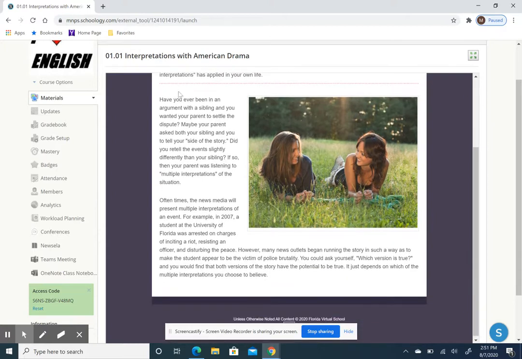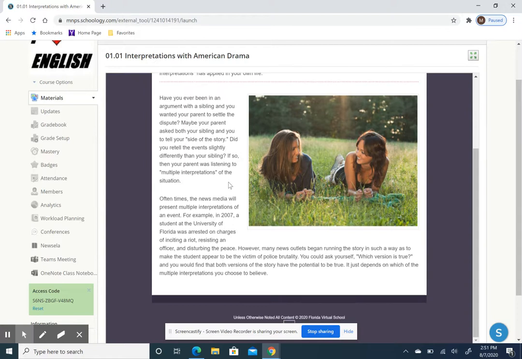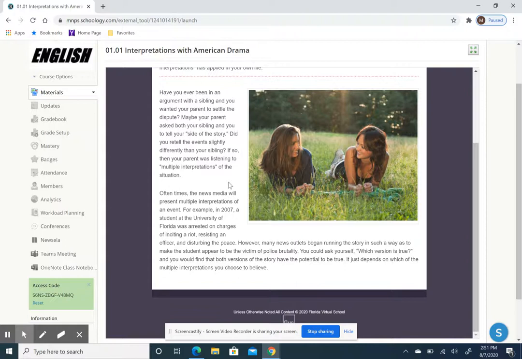Have you ever been in an argument with a sibling and you wanted your parent to settle the dispute? Maybe your parent asked both your sibling and you to tell your side of the story. Did you retell the events slightly differently than your sibling? If so, then your parent was listening to multiple interpretations of the situation, which means basically there's two sides to every story. Everyone has their own idea of what happened and what they saw.